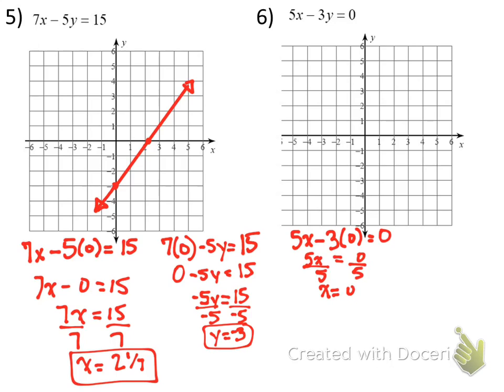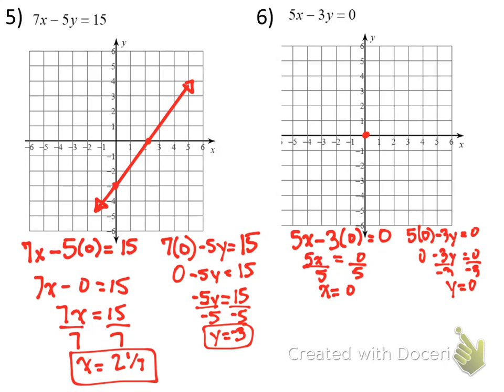Okay, so then you plot it. You're like, okay, it's on here. Oh, it's in the middle, okay. Then you plot the next one. So you're going to set x equal to 0 this time. 5 times 0 minus 3y equals 0. So divide both sides by negative 3. You got y is equal to 0. And you're like, oh, okay, that's the same point.